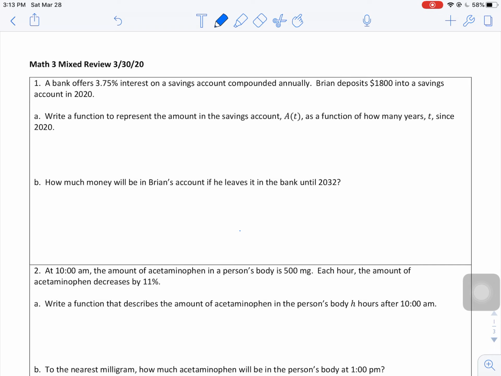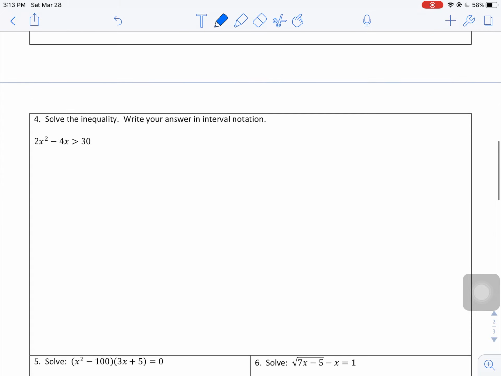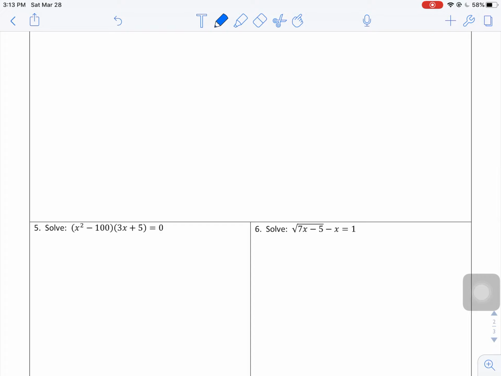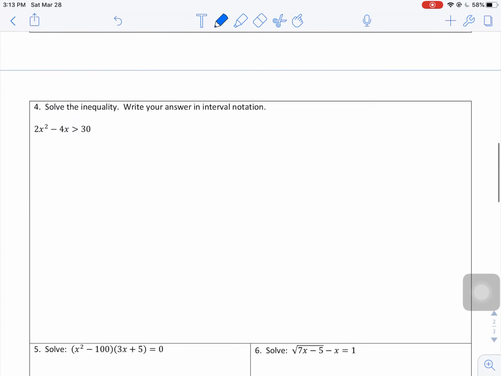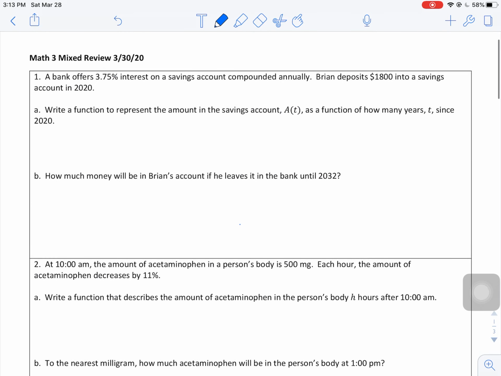Questions 1, 2, and 3 are all from lesson 1 and lesson 2 that we worked on last week. 4, 5, and 6 are old problems from previous units, maybe even number 4 is from first semester, but those are questions that pop up on this unit's summative. So that's why I threw those on this worksheet so we can make sure we're practicing those and getting ready for the summative.